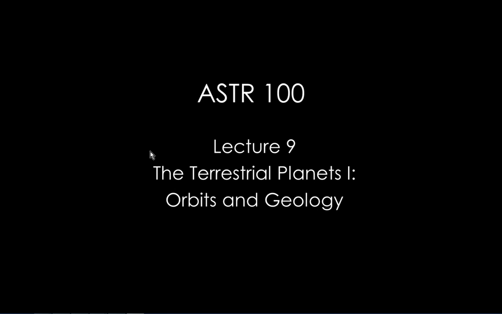In this lecture, we're going to talk about the terrestrial planets and just their orbits in geology. In the next lecture, we'll talk about a couple more features of the terrestrial planets, like atmospheres and things called magnetospheres, which in fact all planets have, but this is the first time we'll see them.